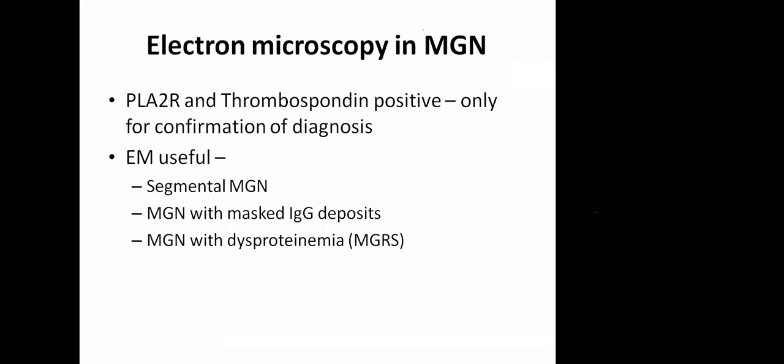So that means the light microscopy morphology is consistent with membranous, routine immunofluorescence is negative, but when you do paraffin immunofluorescence, it shows IgG deposits. That is why it is called MGN with masked IgG deposits. And this comes under cases of dysproteinemic state or an MGRS kind of setting. Then there is MGN with dysproteinemia. If you find membranous, but there is kappa or lambda light chain restriction, that is called MGN with dysproteinemia. EM should be done in these kinds of scenarios also.